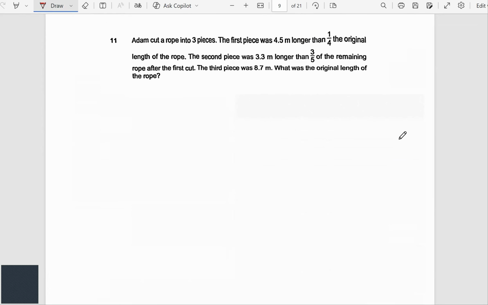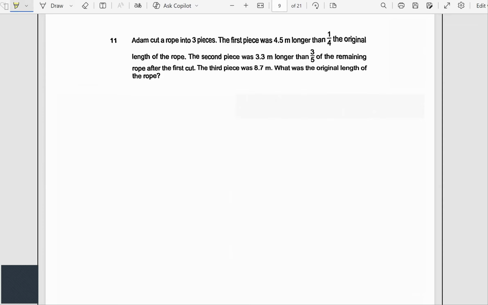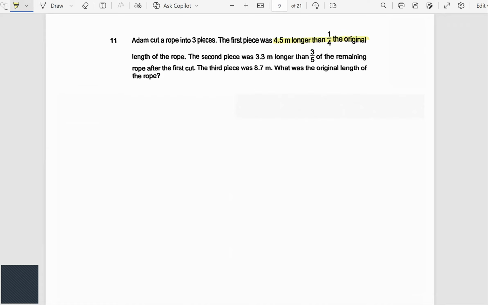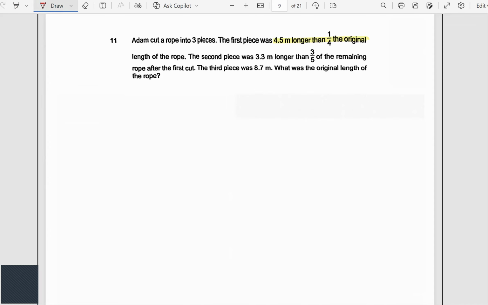Question 11. Adam cut a rope into 3 pieces. The first piece was 4.5 meters longer than 1/4 of the original length of the rope. Second piece, 3.3 meters longer than 3/5 of the remaining rope after the first cut. So the third piece was 8.7 meters. What was the original length of the rope? Okay, so firstly, we have 4.5 meters longer than 1/4 of the original length. And then you have this 3/5, which is talking about the remainder. So we'll deal with that later.